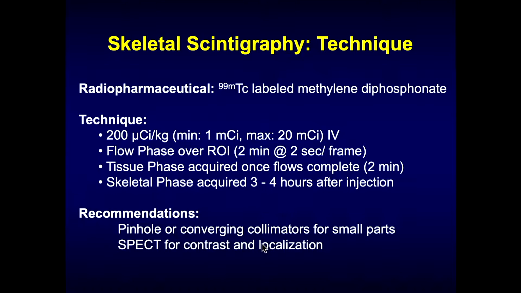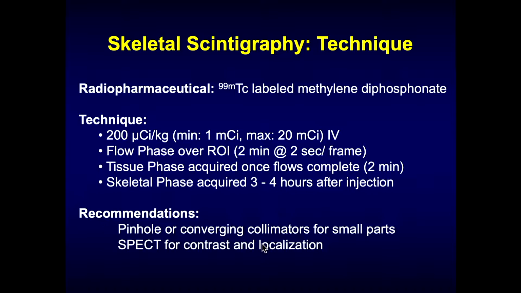So without further ado, when we talk about skeletal scintigraphy, we're typically talking about technetium-labeled MDP. You can give either an empiric dose or a weight-based dose. I've seen both. Usually you will do flow phase over the region of interest for about 2 minutes, followed almost immediately by tissue phase images, which typically are another 2 minutes, and then skeletal phase images, which are acquired 3 to 4 hours later.